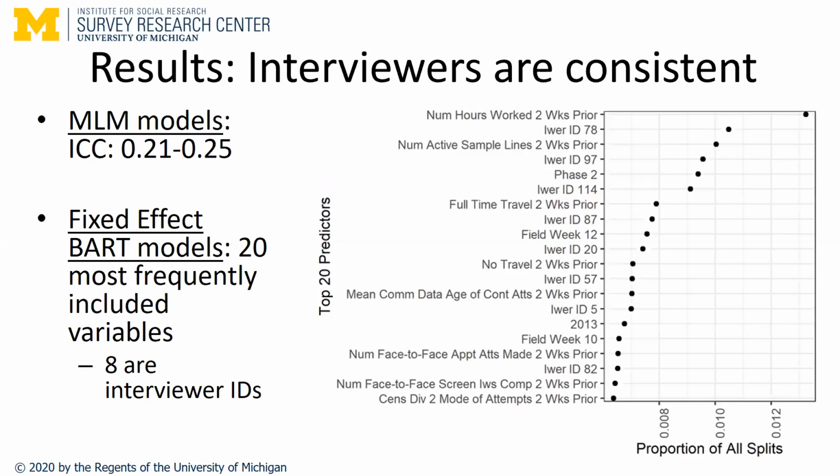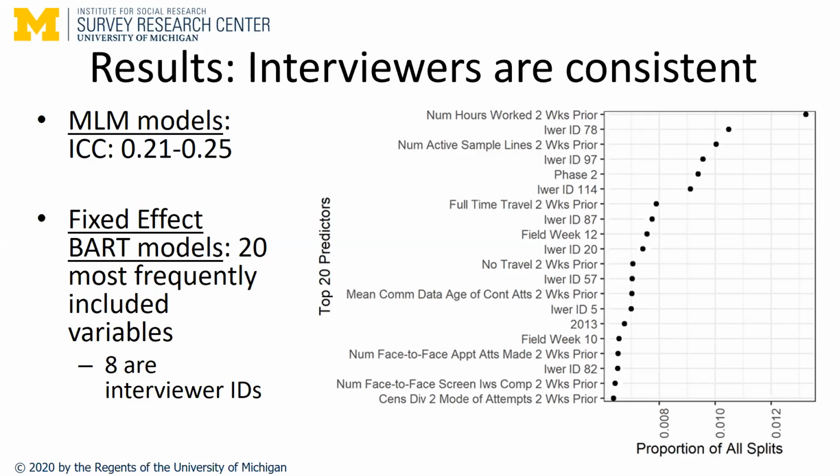Now, the results. The first thing we want to say is that interviewers are consistent, and this can be measured in several different ways. One is in the multi-level models, the intra-cluster correlation is quite high when we use that random intercept model. Here's the range across the 6 quarters that we looked at. Now, if we look at the fixed effect BART models, we can look at the 20 most frequently included variables, as I described a moment ago, and 8 of those are interviewer IDs. Now, these aren't their ID numbers, they're just a random ID that we've assigned to them, but you'll see that 8 of the 20 variables are interviewer IDs.